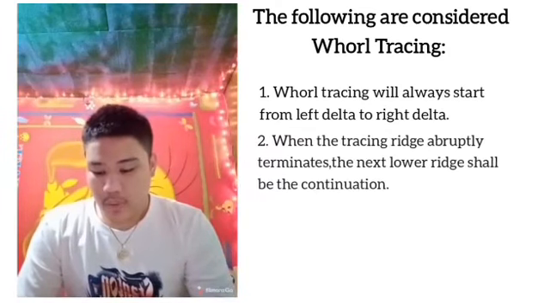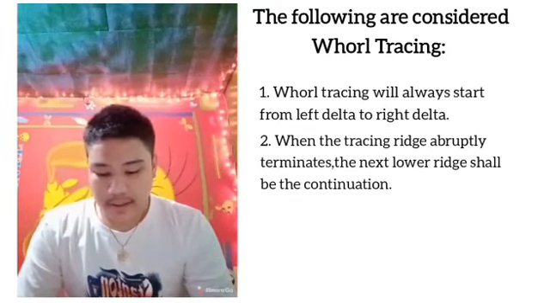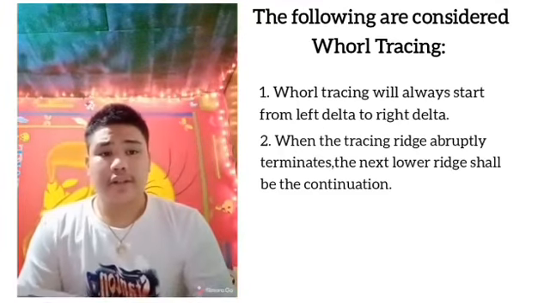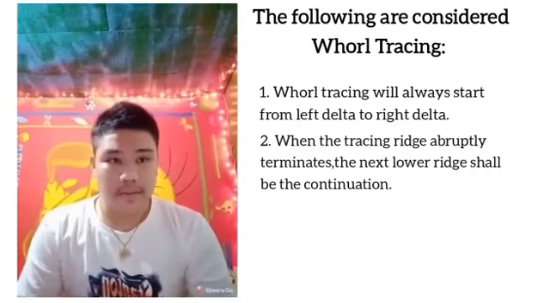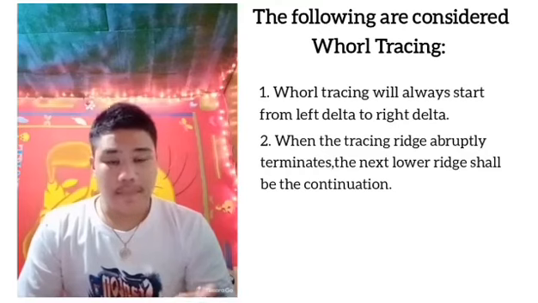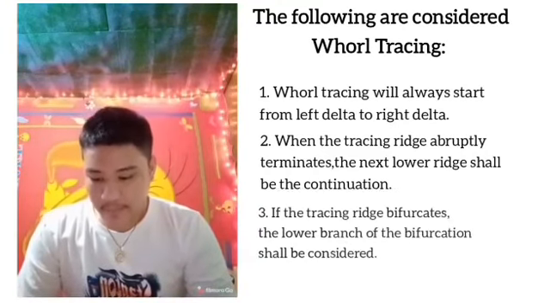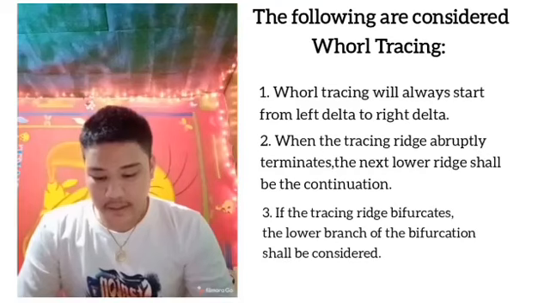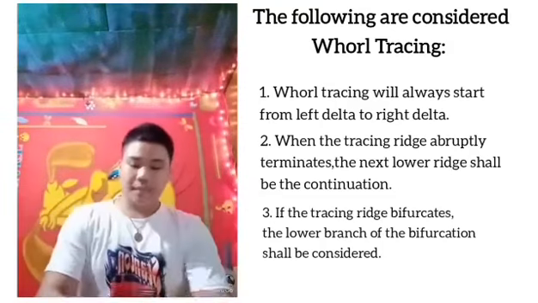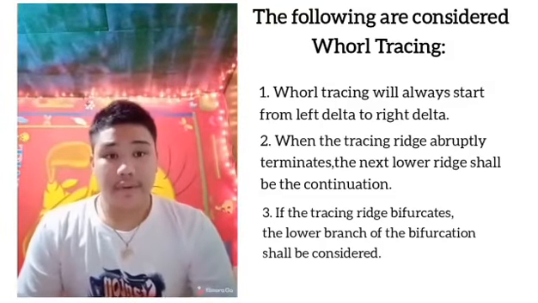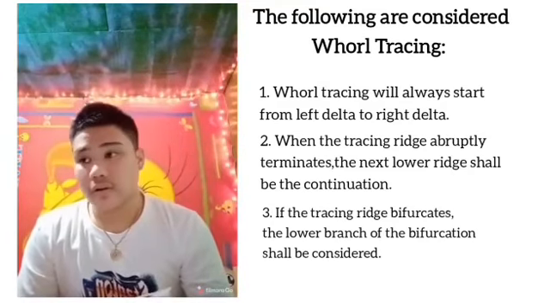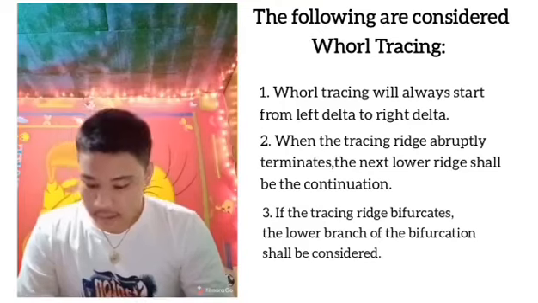Number 2. When the tracing ridge abruptly terminates, the next lower ridge shall be the continuation. Sabi ko dito, kapag ang tracing ridge ay biglang natapos, ang susunod na mas mababang ridge ay doon po itutuloy ulit o pwedeng ipagpatuloy. Number 3. If the tracing ridge bifurcates, the lower branch of the bifurcation should be considered. Sabi naman po dito, kung ang tracing ridge bifurcates, ang mas mababang sanga ng bifurcation ay pwede na itong considered o isaalang-alang. Yun lang po yung sinasabi ko.